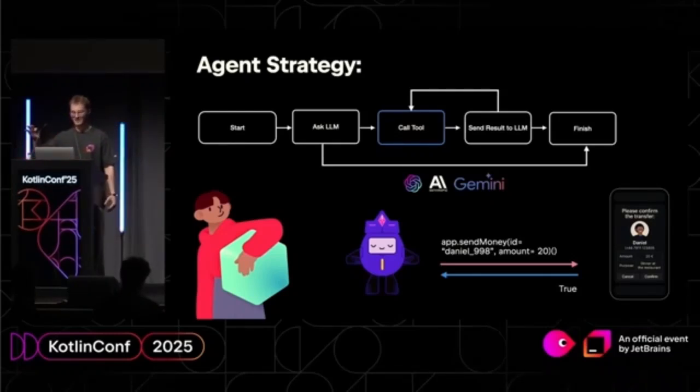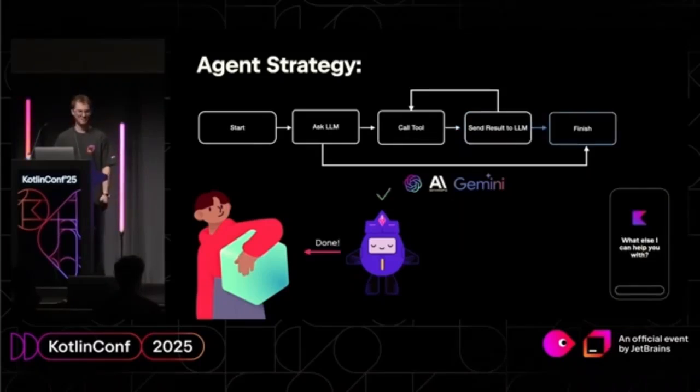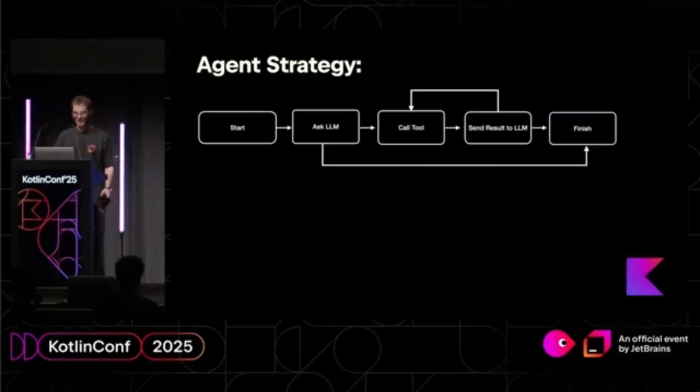You can show the message. Do you confirm? Are you OK with this transaction? And the user says yes. And we say yes to LLM. We don't know what will be next. But this time, the LLM decides to stop. Why? Because the problem is solved. We say done.